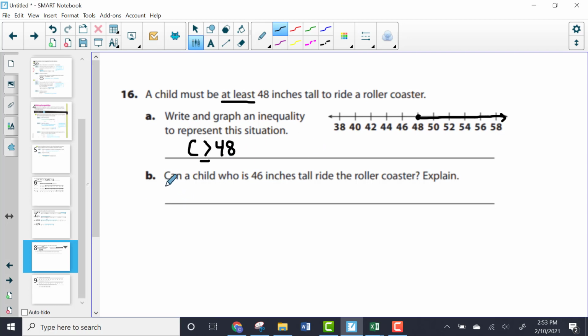Now, thinking about a solution, can a child who is 46 inches tall ride the roller coaster? We can say easily that no, the child cannot, because in order for the child to ride the roller coaster, they have to be 48 inches or taller. So 46 would mean that the child is shorter than the required height.